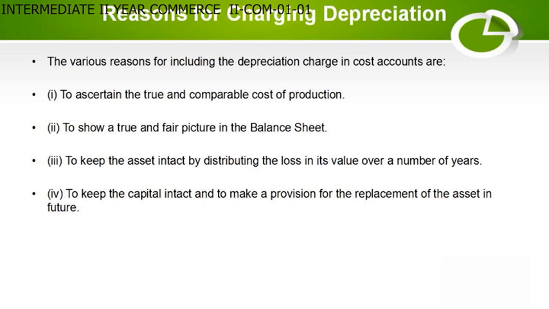And the third point is to make provision for replacement of asset. So, for example, you have purchased an asset for 10,000 rupees. And the working life or estimated life of the asset may be 5 years. So if you make a provision of 2,000 rupees every year as depreciation on that asset, at the completion of its life period, you can have a provision of 10,000 rupees as depreciation in your books. And with that 10,000 rupees, you can replace that asset with a new asset.